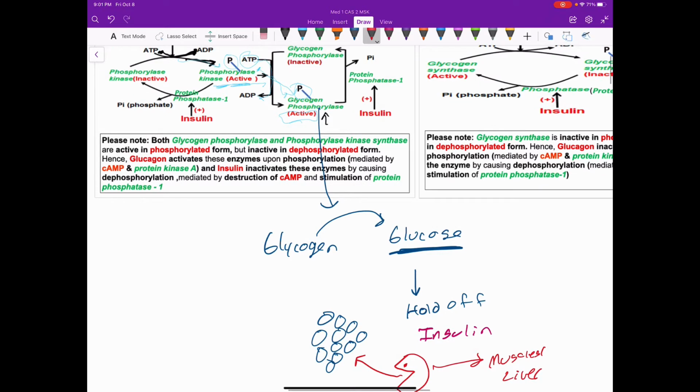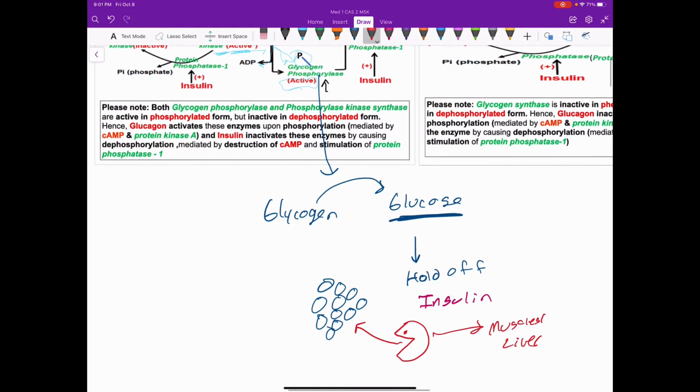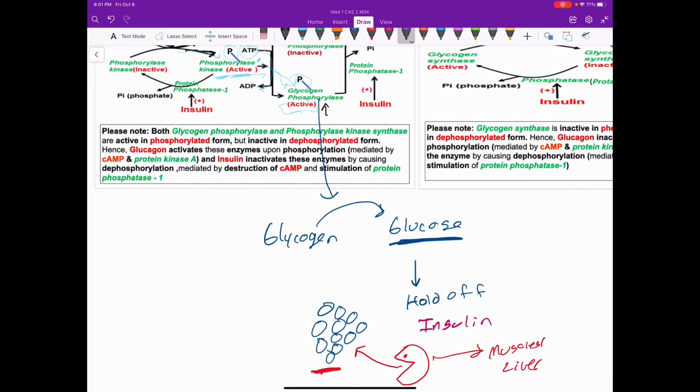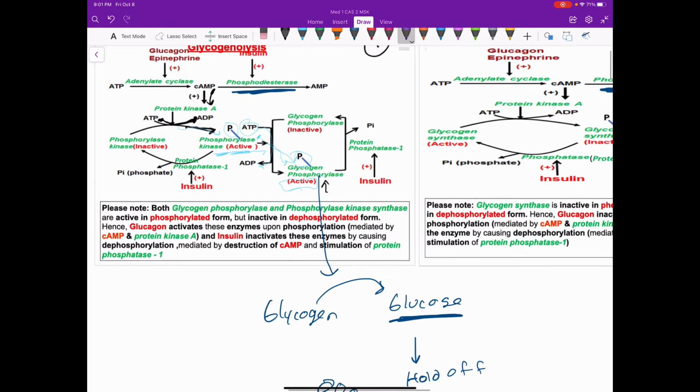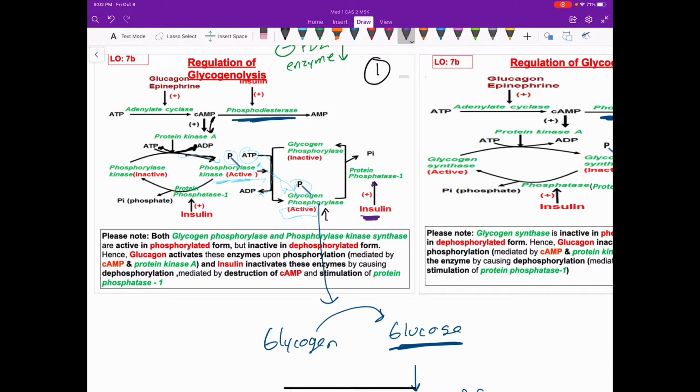But before he does that, what does he have to do? Before he's allowed to get the glucose into the body, we need to turn someone off. So who are we going to turn off? How is insulin turned on? Insulin is activated from the food, or high levels of glucose. When he's turned on, he's going to activate protein phosphatase. What is this protein phosphatase going to do? He's going to travel up and remove a phosphate. He's going to take the phosphate off of glycogen phosphorylase, and then this is going to become inactive.